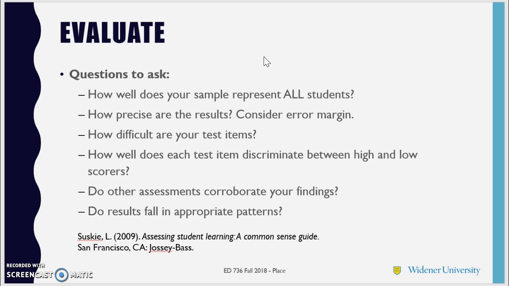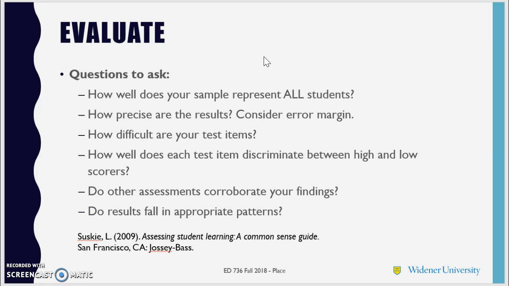You also want to know how precise the results are. If you're using percentages, for example, and you have a sample of students, you would want to consider what the error margin would be if you expanded that sample to include all students. Say you have a group of people who average out to have a 90% on an exam. That doesn't necessarily mean that the entire student body would perform at a 90% average.